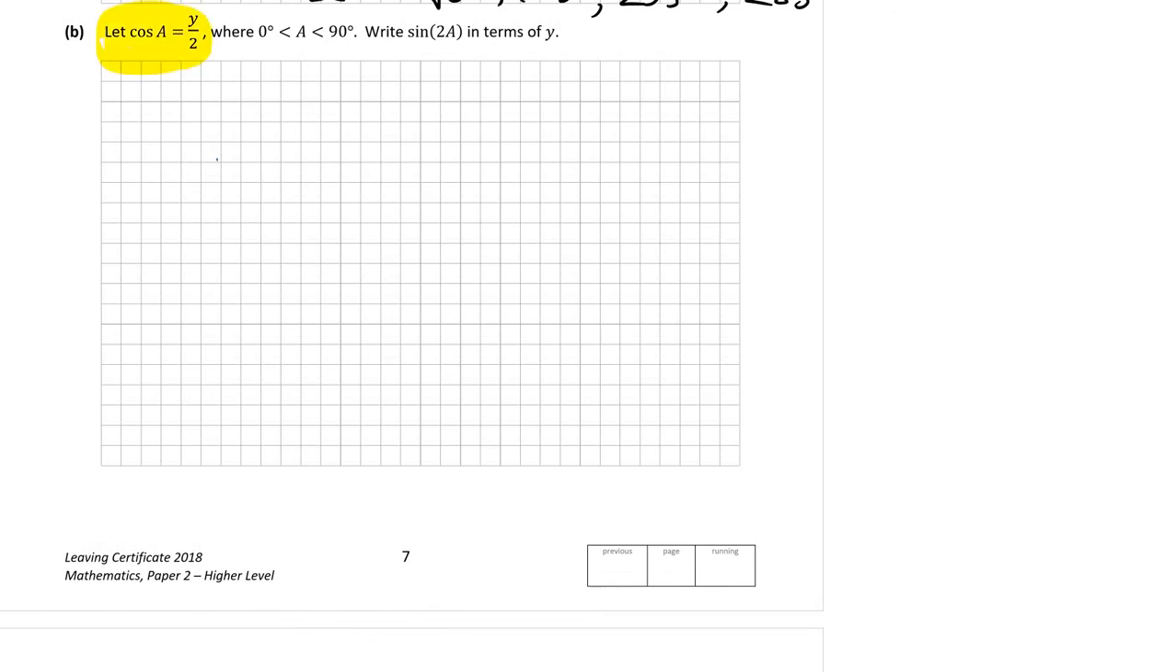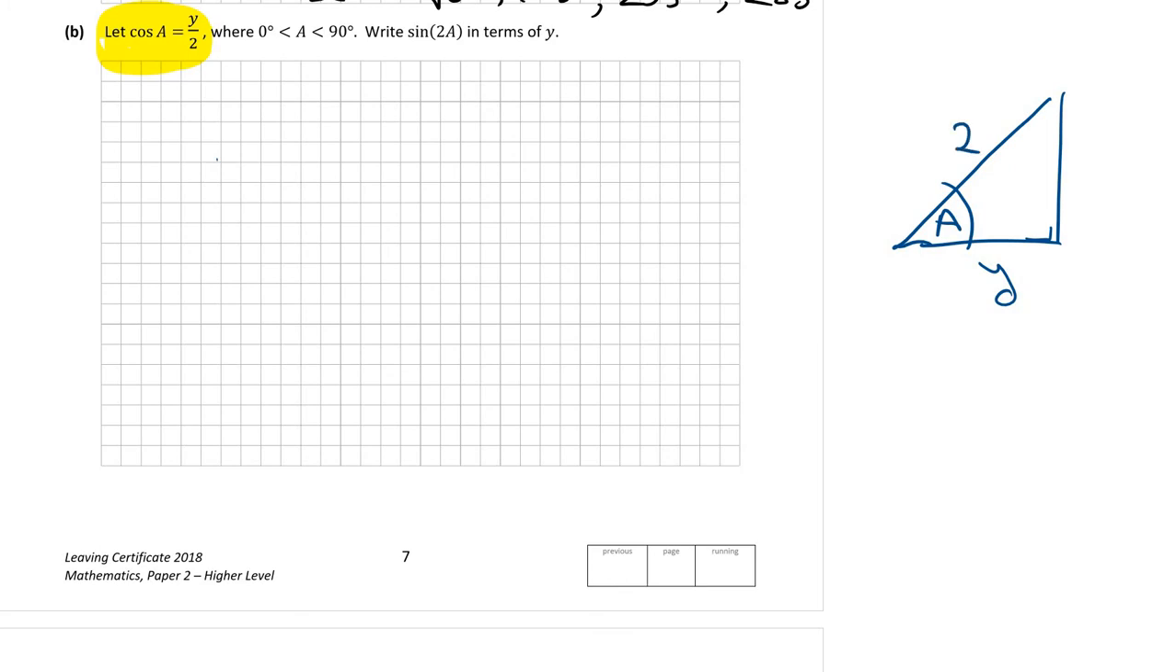Let cos of A equal y over 2, where A is between 0 and 90 degrees. Write sine of 2A in terms of y. So it says let cos of A equal y over 2, and A is between 0 and 90. I'm going to have a look at our trigonometric ratios here, because if we say that angle there is A, and cos of A is y over 2, well, we know that in a right angle triangle, cos is the adjacent over the hypotenuse.